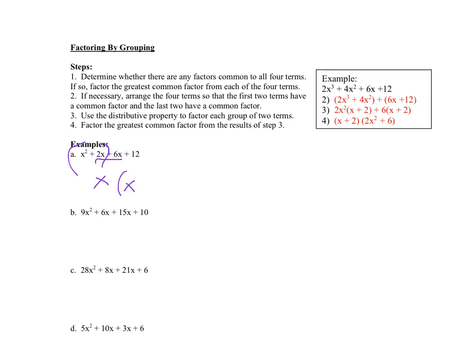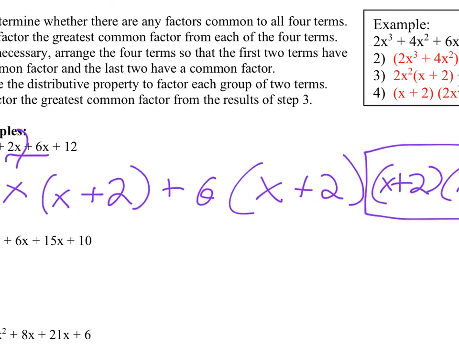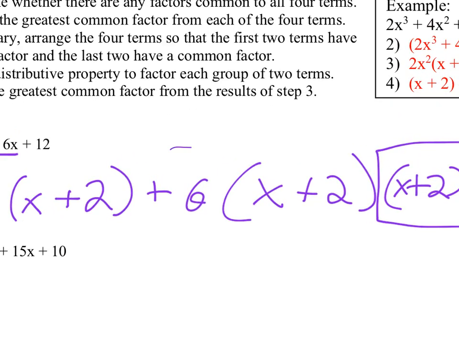Okay. I pull x out of the x squared, and I get x. I pull x out of the 2x, and I have just 2. Now on the next one, I pull a 6 out. I'm left with x and a 2 again. So notice I now have the x plus 2 I can pull out, and what's left behind is x plus 6.